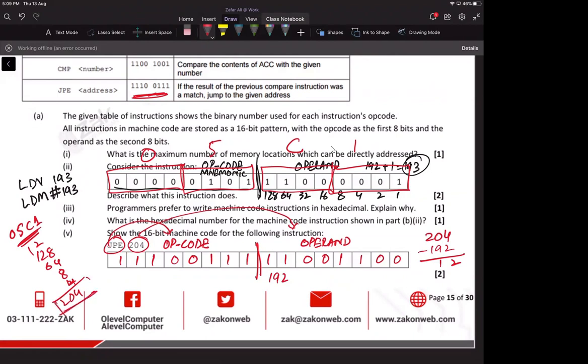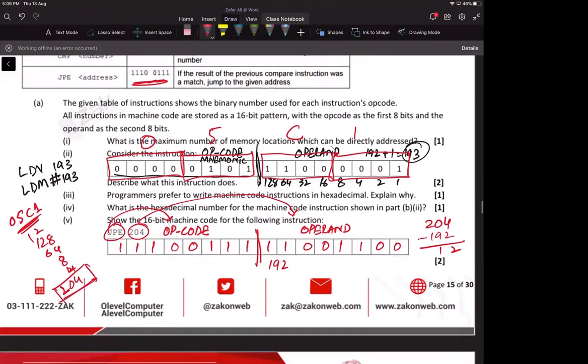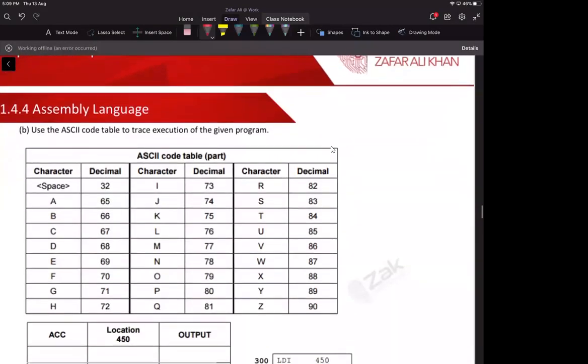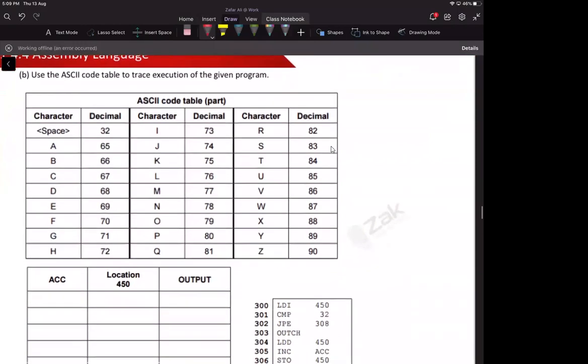Okay, so this is 204. So this is your 16-bit code, 1110011, and then 11100100. That's your code in machine code. All right, then we have got this particular question, which says what?